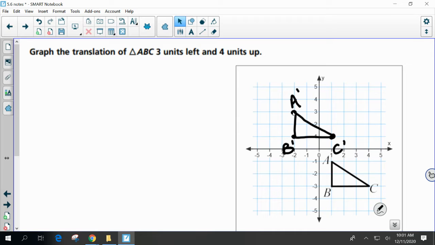What's wrong? All I did was slide the whole thing 3 left and 4 up. Like 3 blocks left, 4 blocks up. Yeah, I know that, but what I'm saying is, oh, never mind.